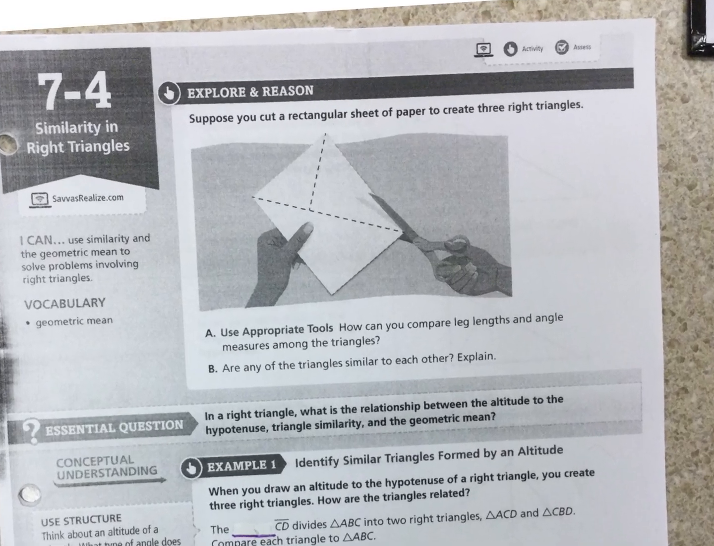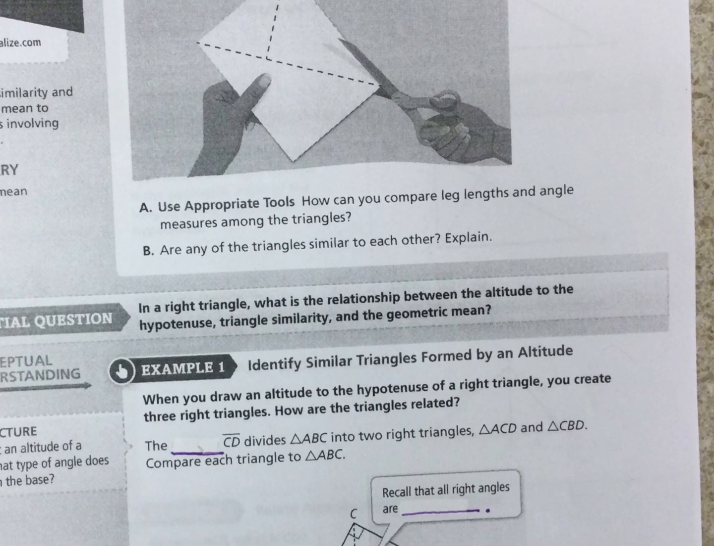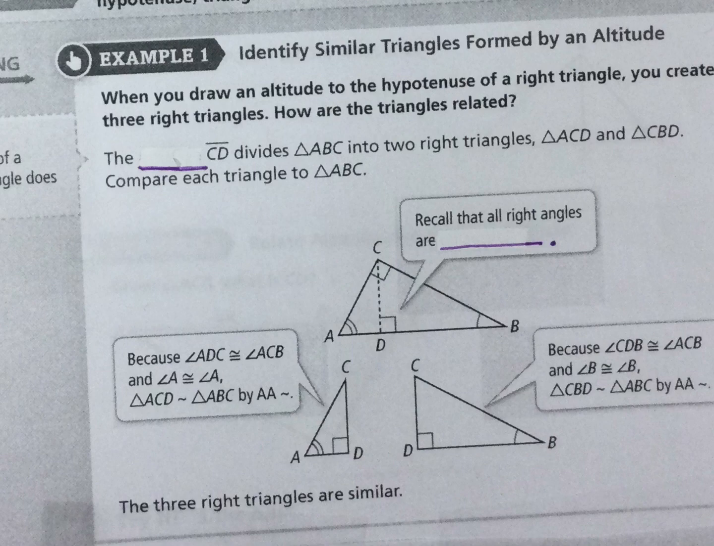Okay, so 7/4 similarity in right triangles. So if you look here, if I've got a right triangle right here, this is my right triangle, and I draw an altitude on it, right here's the altitude, it gives me 2 more right triangles. So now I've got 3 right triangles in that picture.